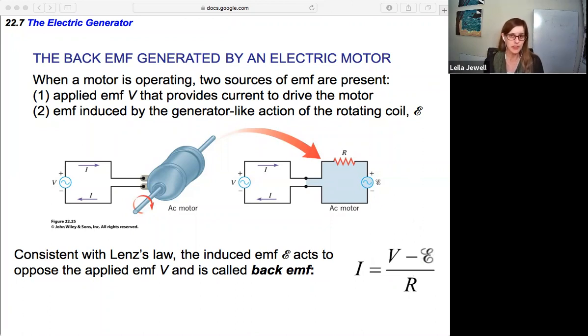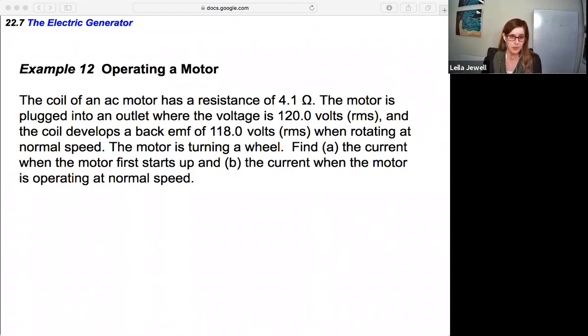Let's see an example of this. Example 12, operating a motor. The coil of an AC motor has a resistance of 4.1 ohms. The motor is plugged into an outlet where the voltage is 120 volts RMS, and the coil develops a back EMF of 118 volts RMS when rotating at normal speed. The motor is turning a wheel. Find A, the current when the motor first starts up, and B, the current when the motor is operating at normal speed.